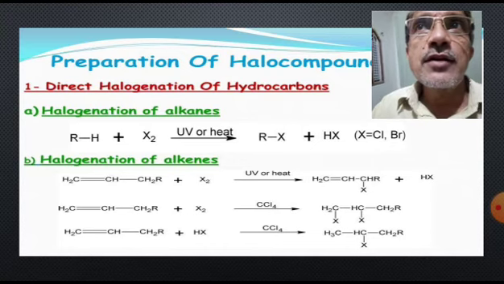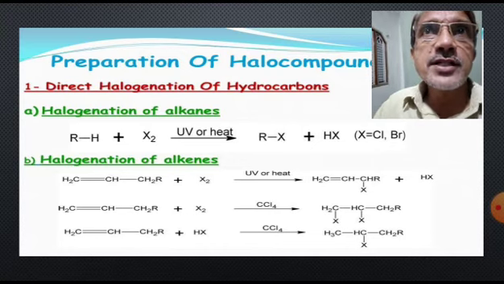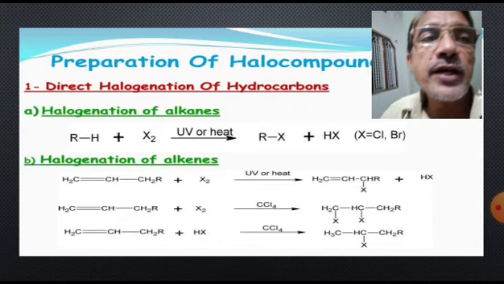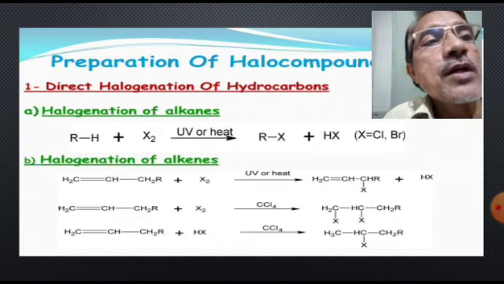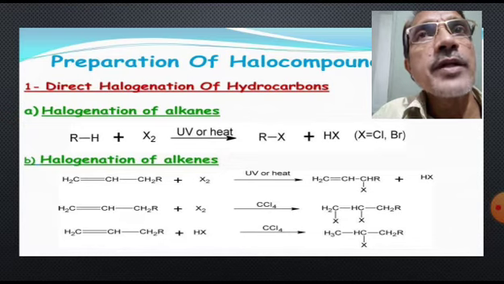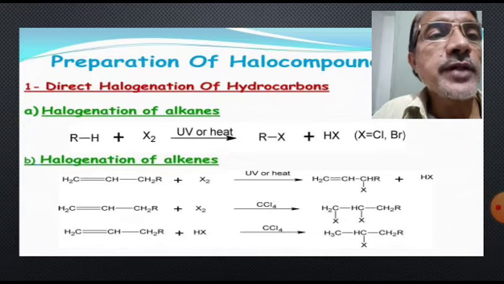Actually, this is a 4-step process. In the first step, we get methyl chloride. If a sufficient amount of chlorine is present, we get dichloromethane, trichloromethane and also tetrachloromethane.